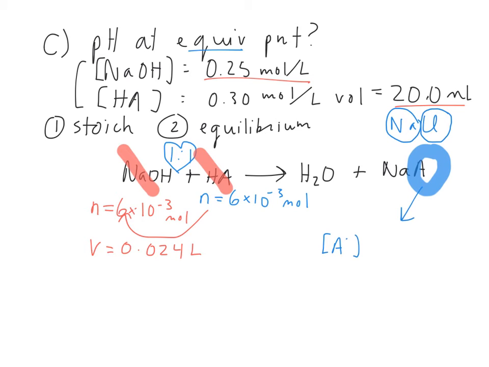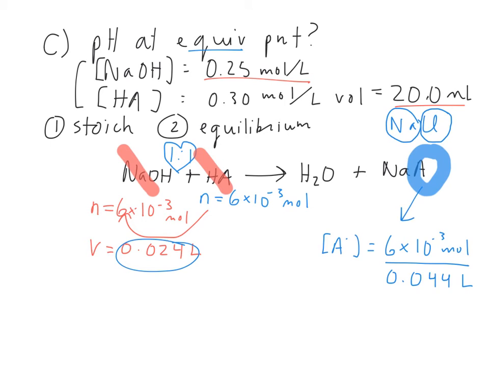But here, my acetate is going to affect the pH. So I make 6 times 10 to the power negative 3 moles of my acetate based on that 1-to-1 ratio, okay? Divide by the total volume. That's the only reason that I solve for that volume. My total volume is, what, 0.044, yeah, 44 mL, okay?